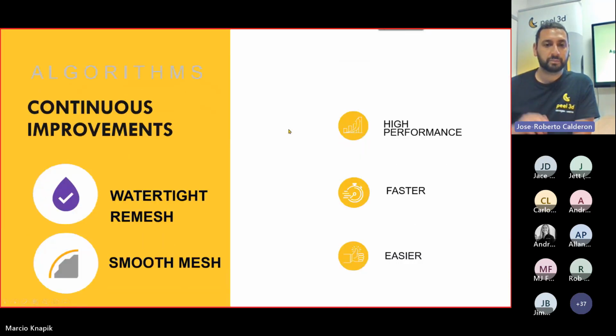The next feature, some of the improvements that we did are with the algorithms for some of the features that we already had before. So fixing the algorithms is making these functions a little bit higher performance, faster, and easier to use. So the two biggest ones that we've improved the algorithms for are the watertight remesh and the smooth mesh.